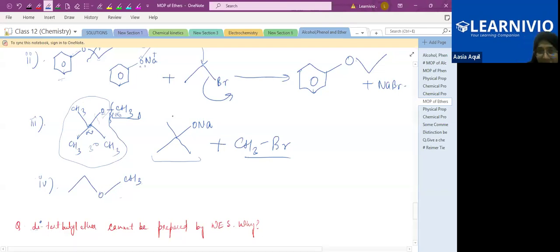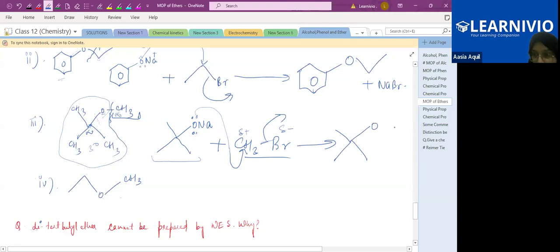Yeah, now it's easy. Now tell me the mechanism. This will have the partial negative charge. This will have the partial positive charge. This oxygen will come and act as a nucleophile, so it will attack this carbon, and from here this bromine, this bond will leave. And you will get 1, 2, 3 methyl carbons, and here oxygen, and here CH3. This is the product, and the byproduct is NaBr.